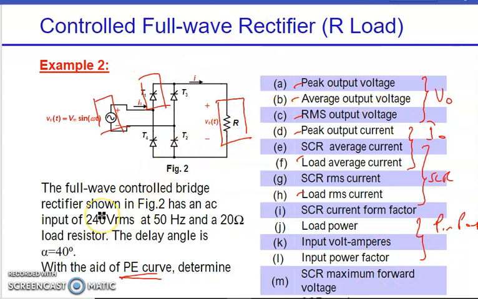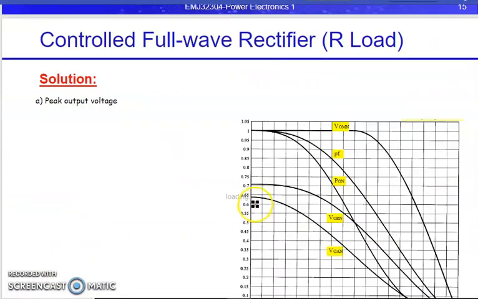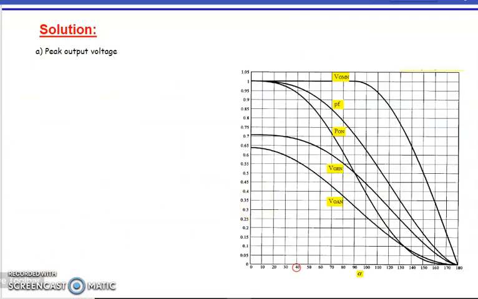Okay, so given we have here input 250 volt RMS, 50 Hz, the load resistance given, and also the delay angle or firing angle of 40 degrees. If you take a look at the provided PE curve, we have only two sheets of PE curve for the full bridge rectifier.